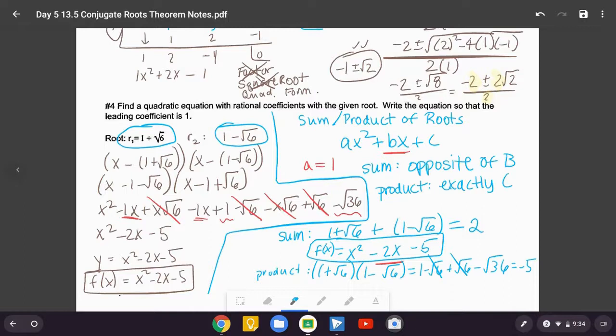You can choose whichever method you like, whether you go with the factor method or the sum and product of roots method.